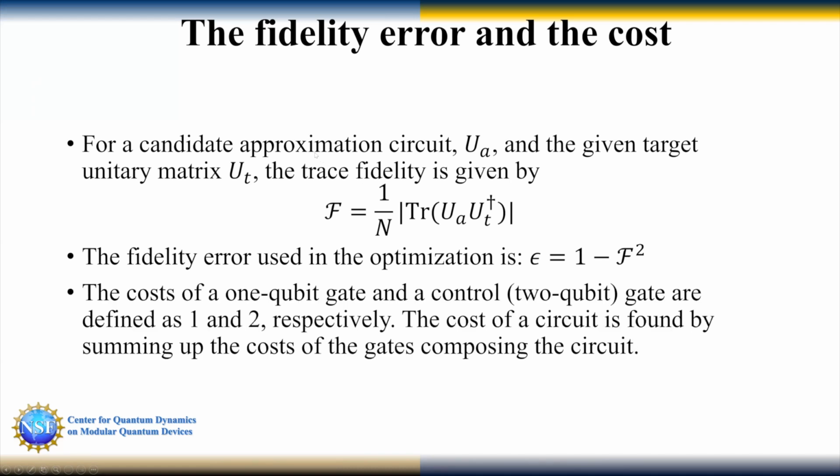Another contribution to the cost is the number of gates. By our definition, a 1-qubit gate has a cost of 1, and the control gate, which is a 2-qubit gate, has a cost of 2, respectively. The cost of the circuit is found by summing up the costs of the gates composing the circuit. So our GLOA will try to reduce the cost by lowering the fidelity error and lowering the number of gates needed.